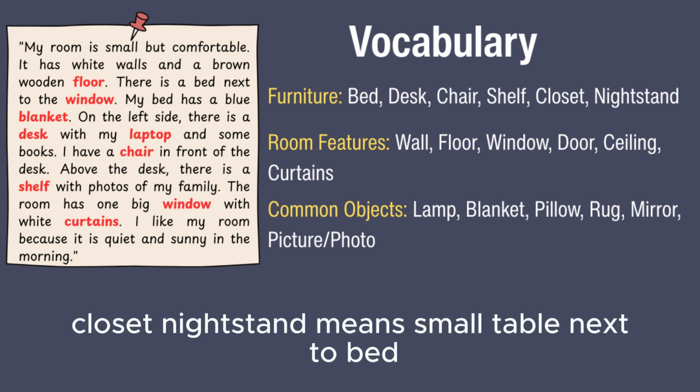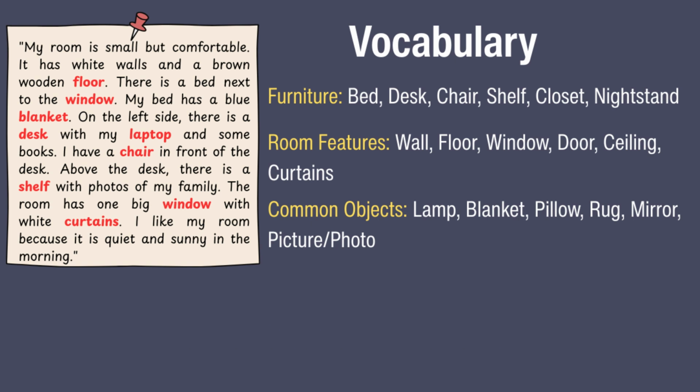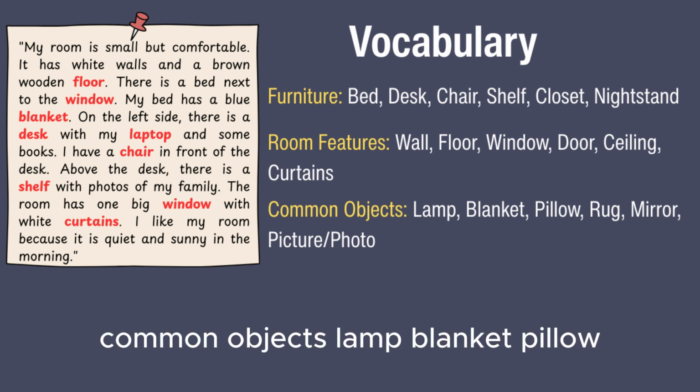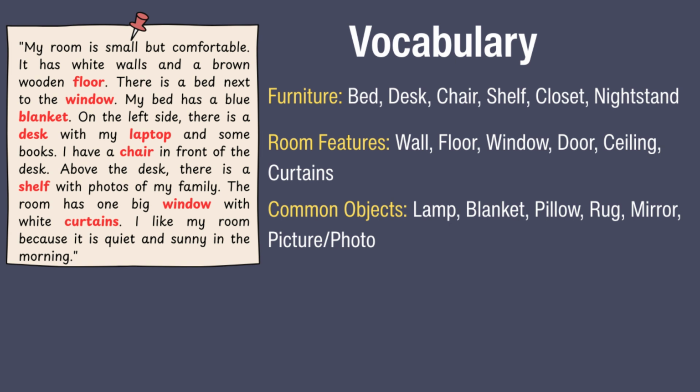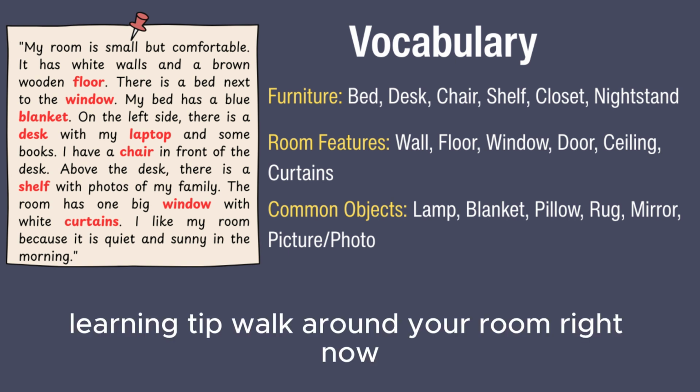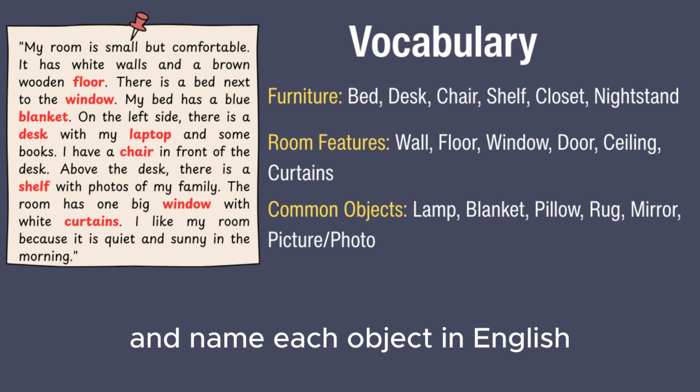Now let's learn the essential words for rooms. Furniture: bed, desk, chair, shelf, closet. Nightstand means small table next to bed. Room features: wall, floor, window, door, ceiling, curtains. Common objects: lamp, blanket, pillow, rug, mirror, picture, photo.